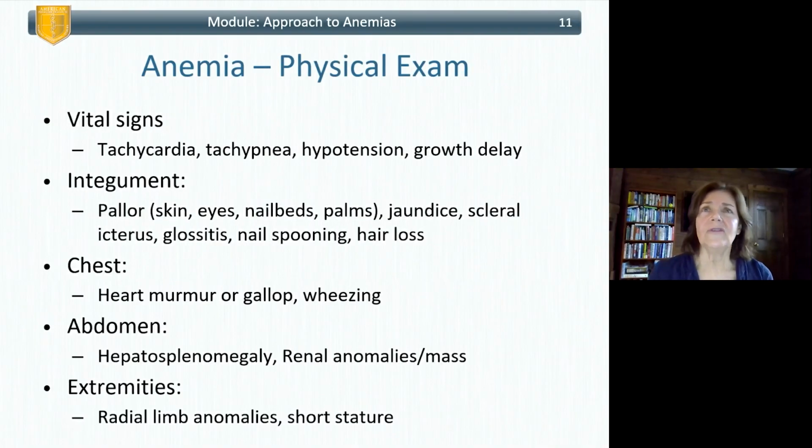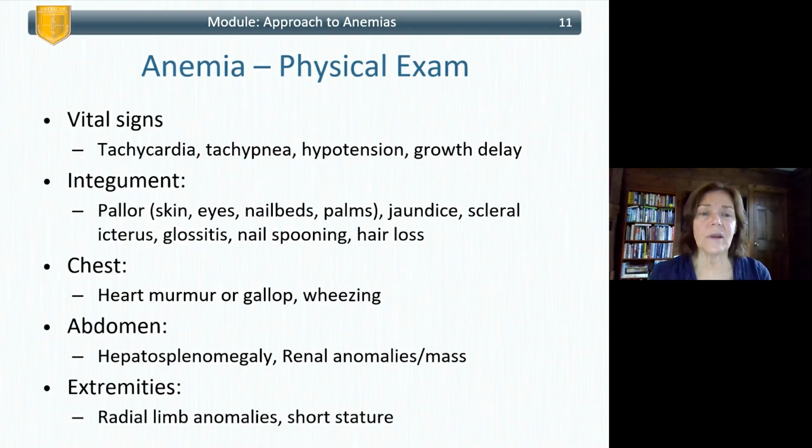Moving on, after you've gotten a thorough history, you'll want to do a complete exam. And signs of anemia on exam include tachycardia, tachypnea, hypotension, and growth delay. You want to take a look at the skin. Is it pale? Look at the eyes, the nail beds, the palms. Is there any jaundice or scleral icterus? Is there any glossitis, nail spooning, or hair loss?